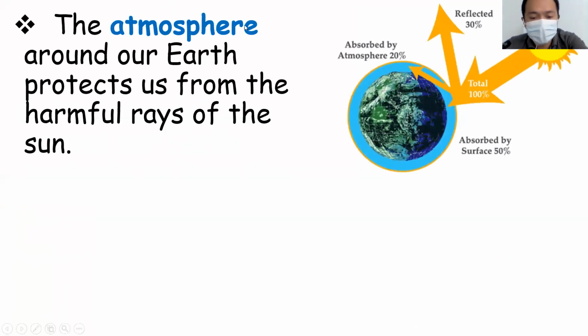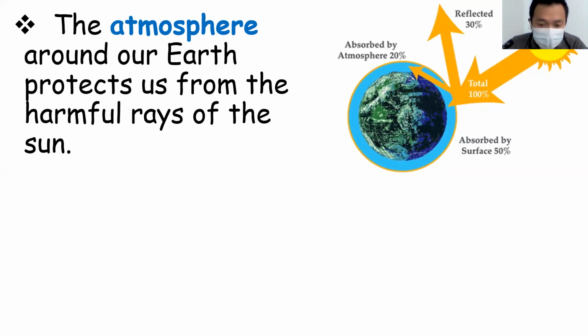Atmosphere. The atmosphere around our Earth protects us from the harmful rays of the sun. According to this, the heat of the sun, if it went directly to the Earth, would be absorbed by the surface of the atmosphere. The atmosphere is very important to people.